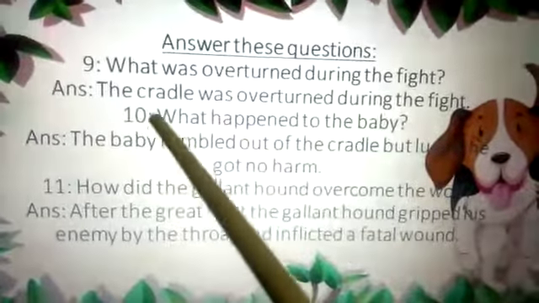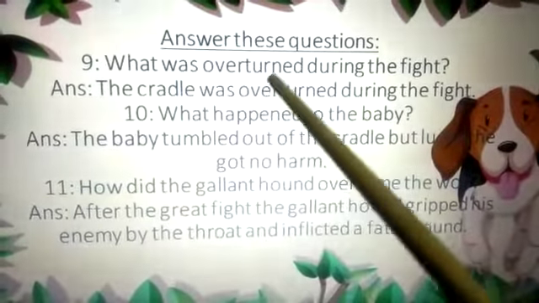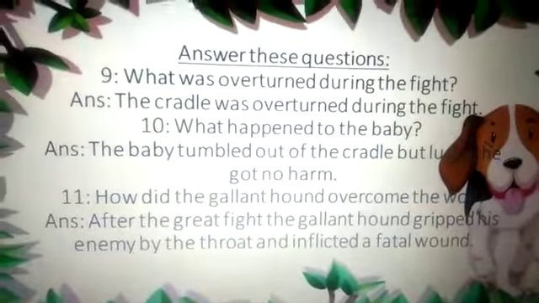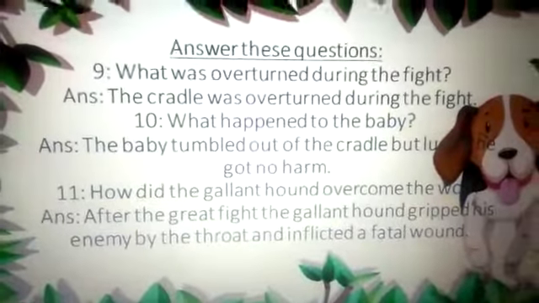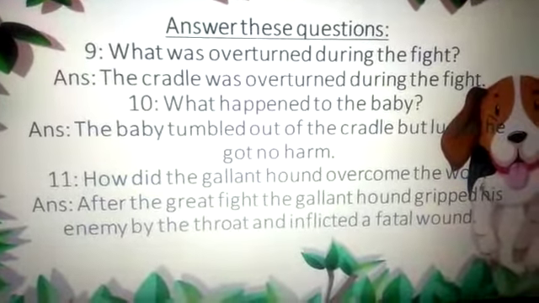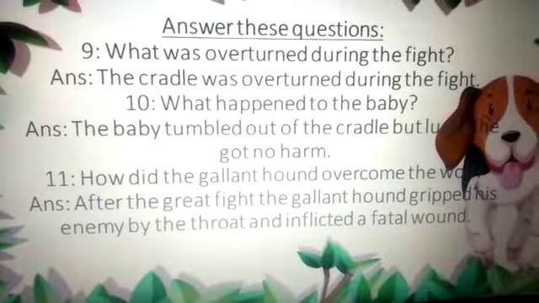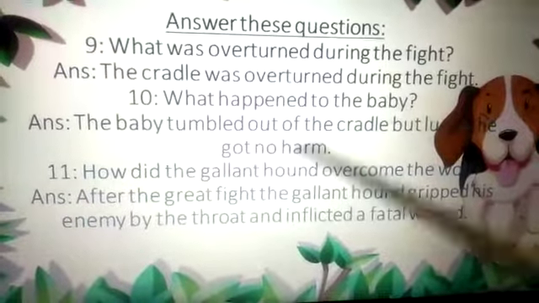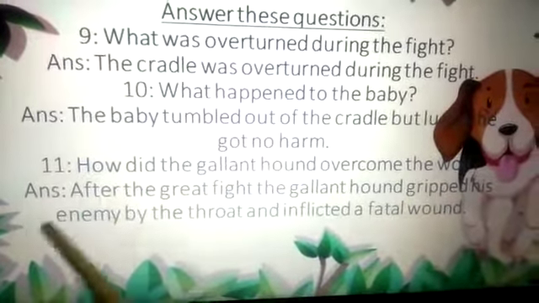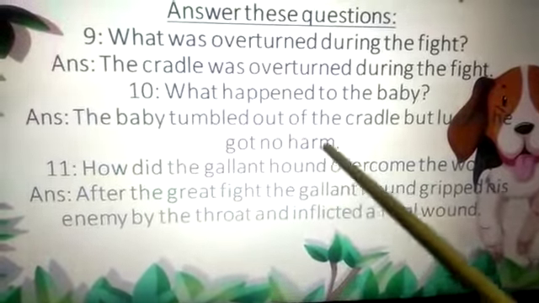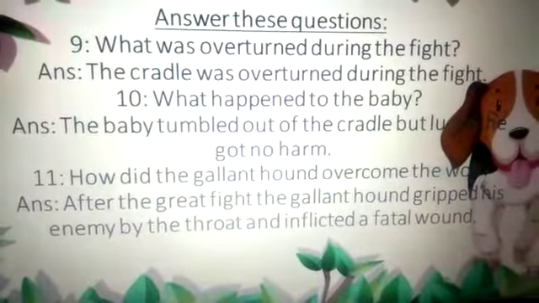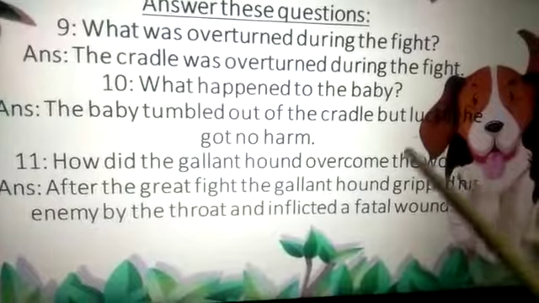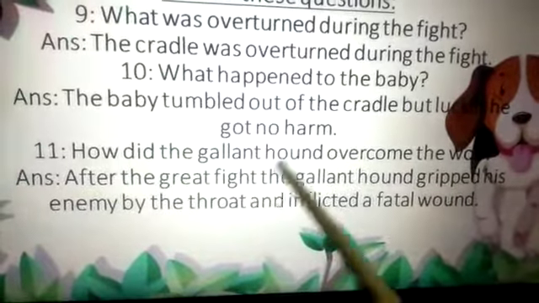So what was question number 9? Question number 9 is what was overturned during the fight? If you remember, during the fight of the dog, or sorry, hound, and the wolf, what was overturned? Yes, the cradle was overturned during the fight. What happened to the baby? The baby tumbled out of the cradle, but luckily he got no harm.